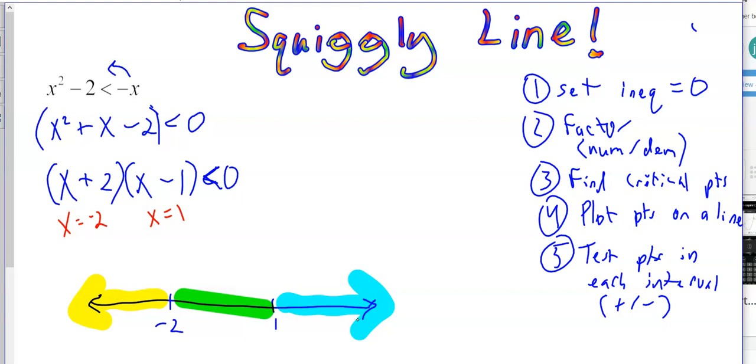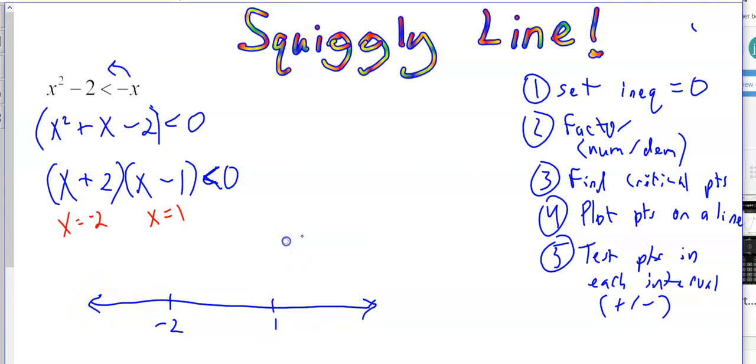So maybe just the yellow one's the solution, maybe the yellow and the green, maybe the green and the blue there. Which of those 3 intervals, could be all 3, could be 1, could be none of them, are the solutions. So we're trying to figure out which ones are the solutions there. That is the idea of what we're about to do.